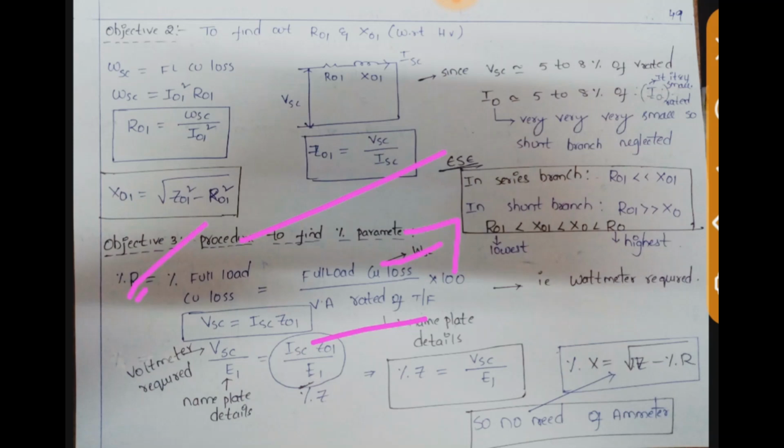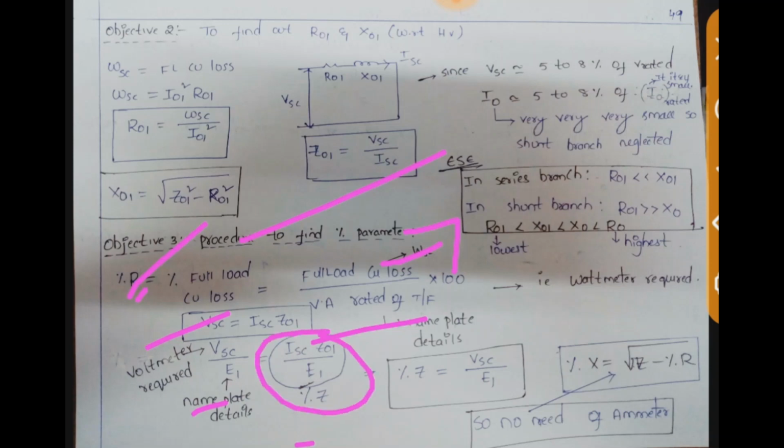See here, VSC is equal to ISC times ZSC. For percentage Z, you again need to compare, so dividing both sides by E1, VSC by E1 equals ISC Z01 by E01. I already told you, you cannot compare R and Z directly, so you convert into voltage terms. So this is representing percentage Z.